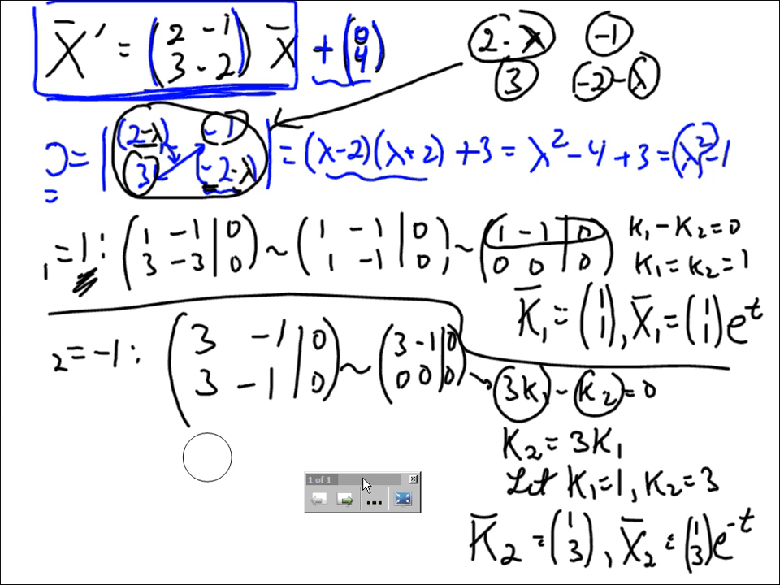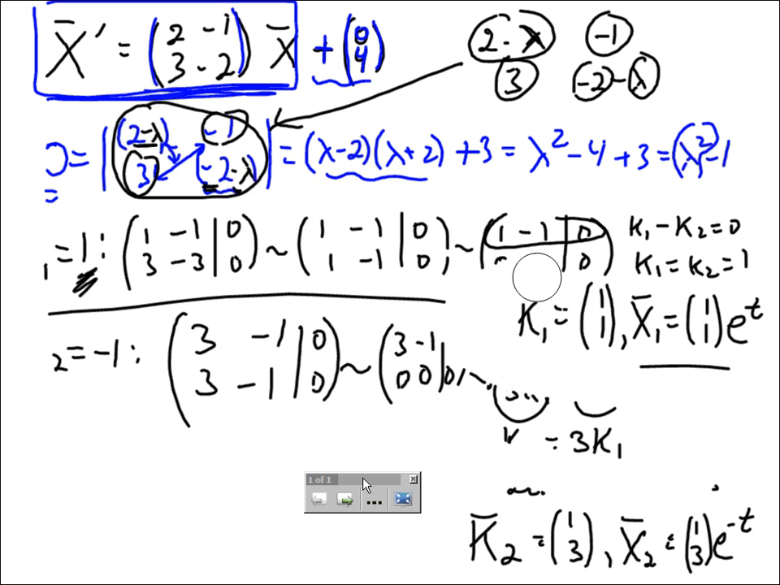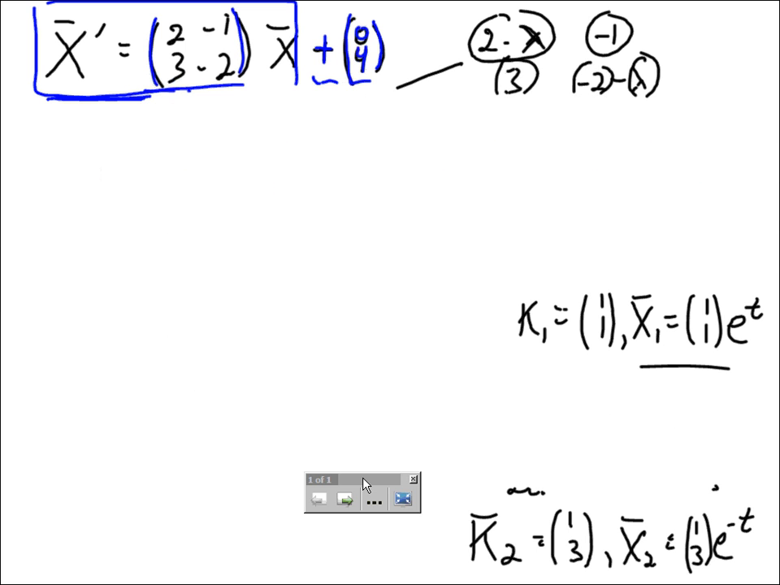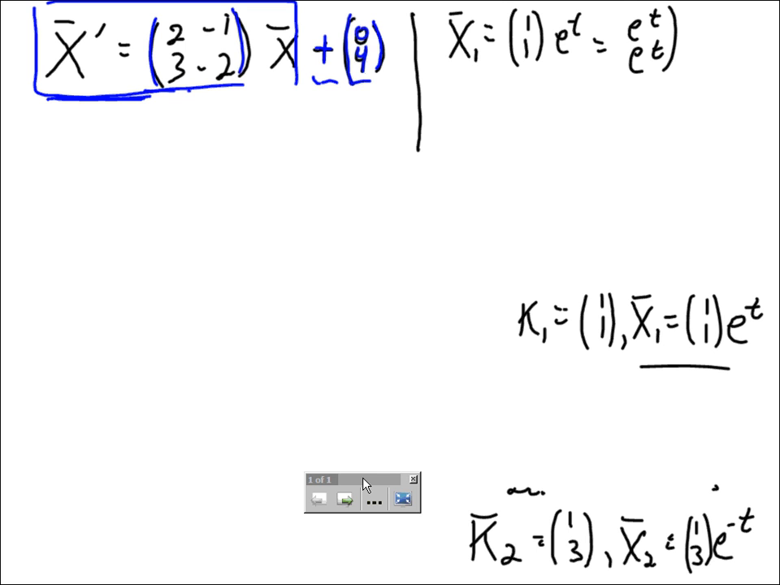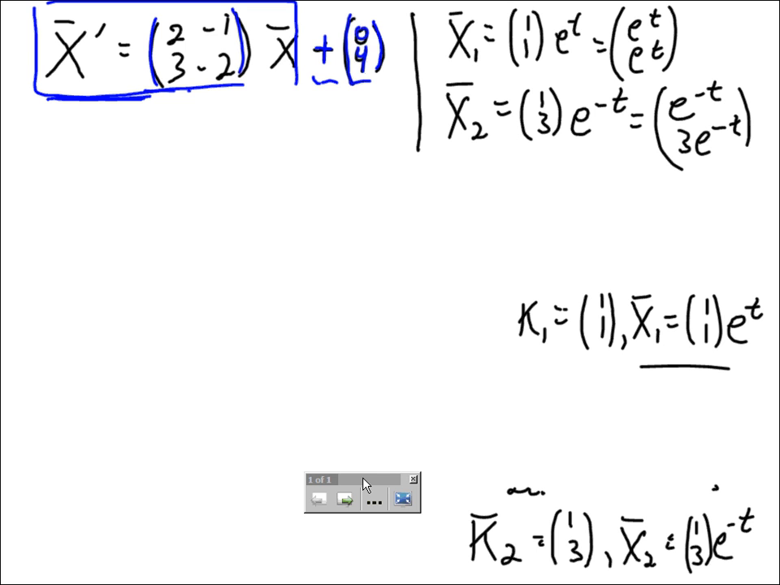Let me erase most of this. So what we have is x1 bar is 1, 1 e to the t, which is e to the t, e to the t. And x2 bar is 1, 3 times e to the negative t, which is e to the negative t, 3e to the negative t.